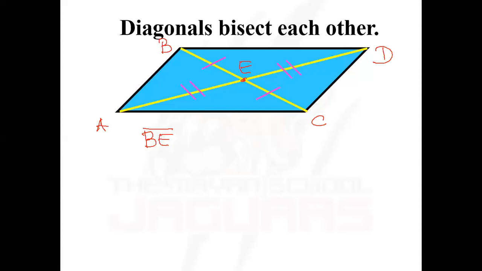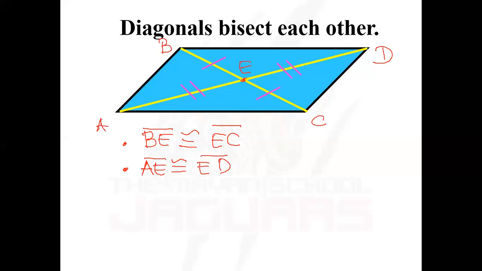Let me erase it here. Segment BE is congruent with the segment EC. But simultaneously, at the same time, the diagonal BC bisects the segment AD, meaning that this segment AD is cut in two equal parts by the segment BC. So in here, what is true is the following. Segment AE is congruent with the segment ED.